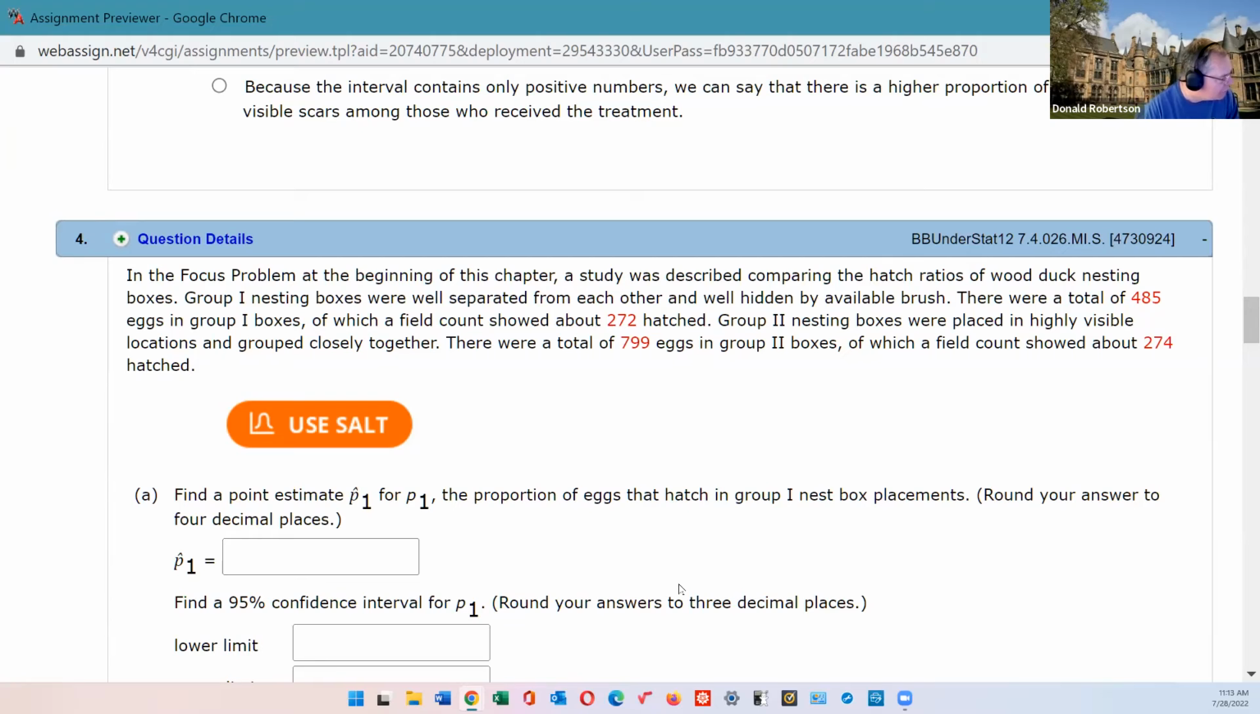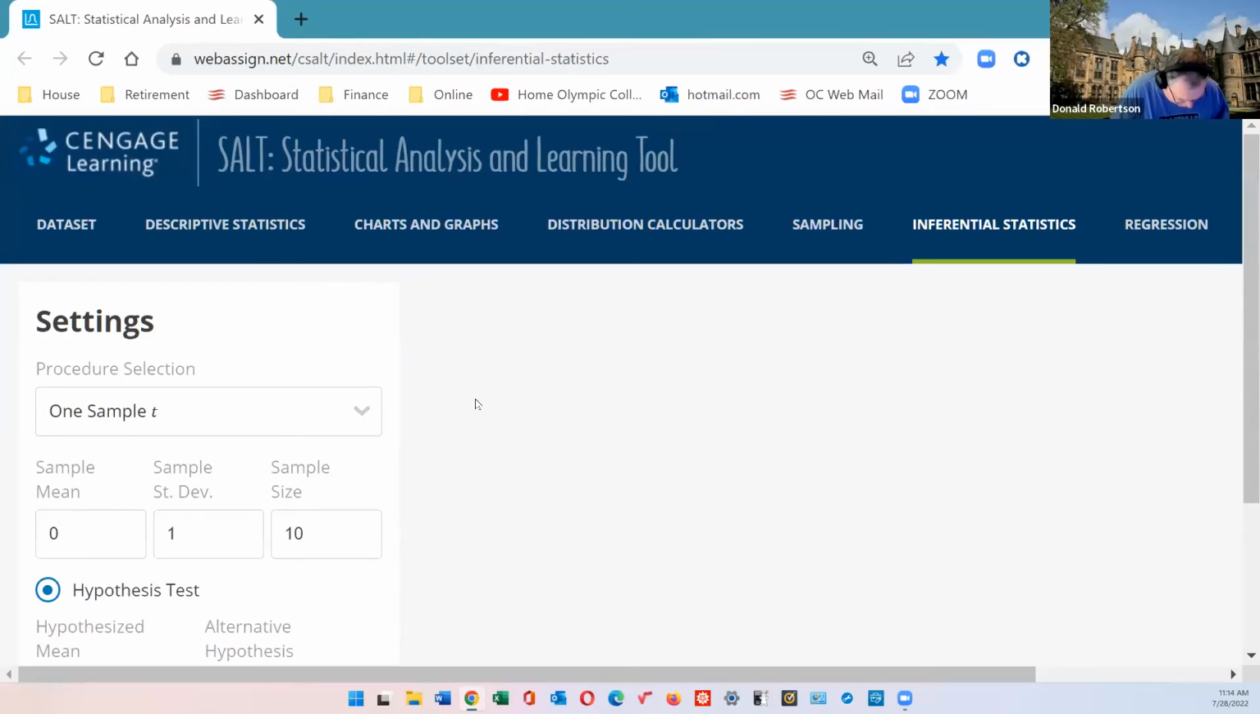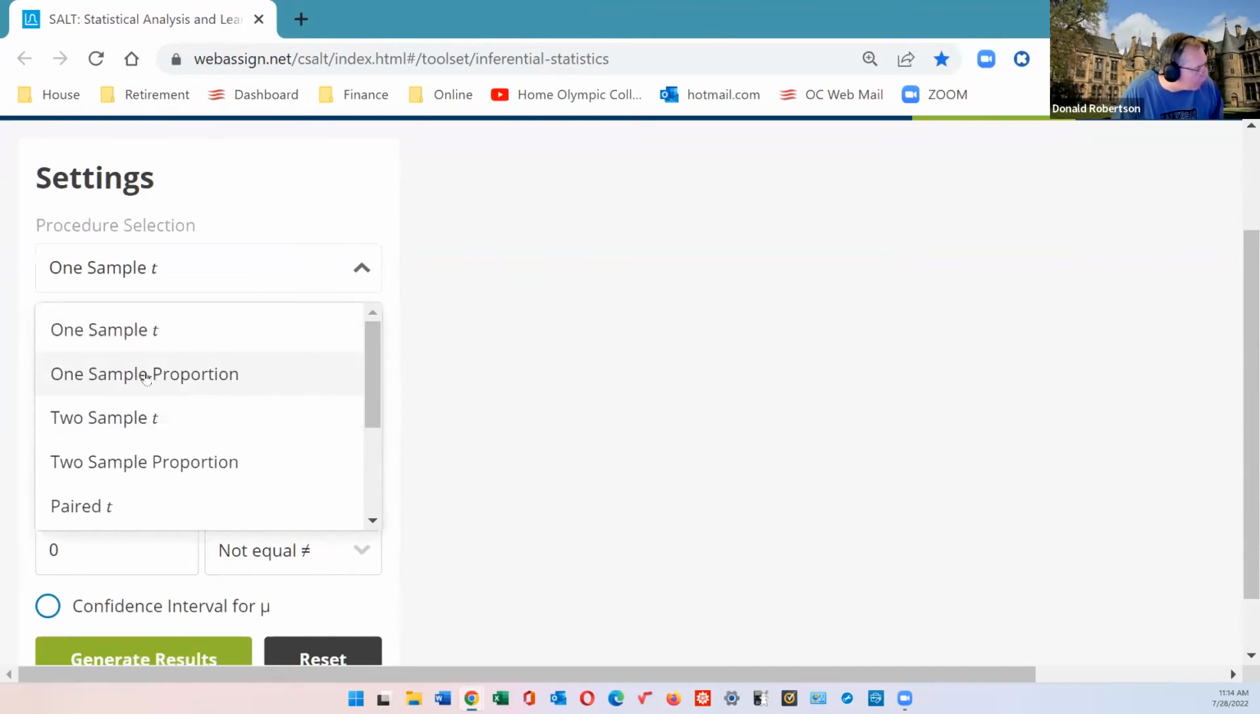And then the second way of doing it, group 2, they were put in very visible locations and they were all put together like in little bunches. And maybe that is a better way to do it, or a worse way. There were 274 out of 799. And we are going to look at the first one hidden, the second type out in the open. And we're going to see what that looks like. Now, the first thing they want us to do is just do a confidence interval. What number do they want? A 95, good. So we're going to do a 95 on a 1 sample, right?